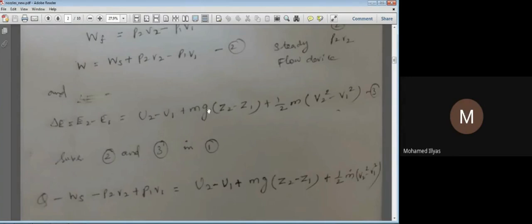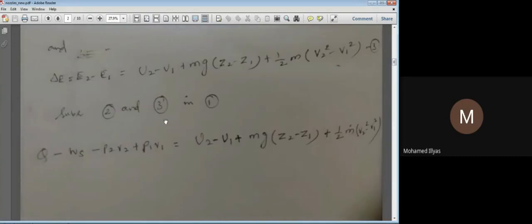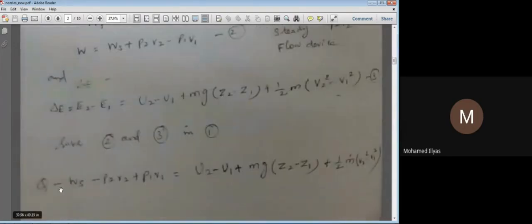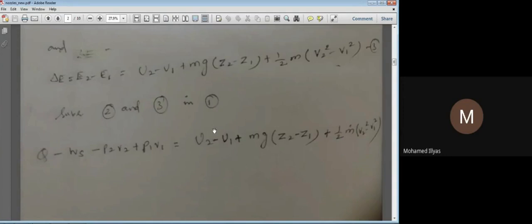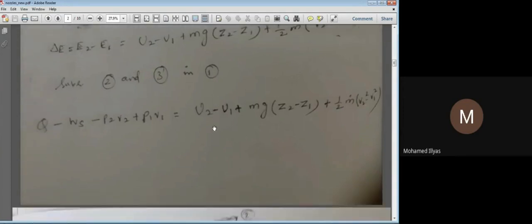If we substitute in that, then we'll get the expression Q minus WS, and this again here you have plus, so minus into plus gives minus P2 V2, and minus into minus gives plus P1 V1. The right hand side terms we'll write as it is. Now we have to further simplify. Our basic idea is to obtain the velocity of the steam, the final velocity V2. We need the expression for V2 now. That is our aim in our discussion now. So let this be the equation.